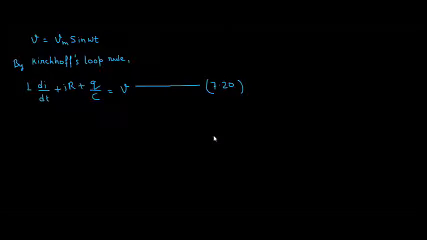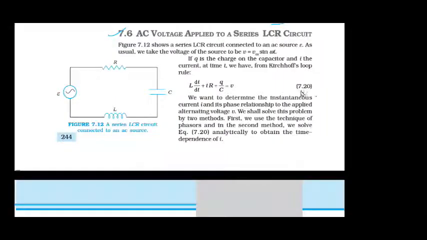We want to determine the instantaneous current I and its phase relationship to the applied alternating voltage V. Let us see the book. So 7.20 is derived here. We shall solve this problem by two methods. First, we use the technique of phasor, and in the second method we will solve equation 7.20 analytically to obtain the time dependence of I.